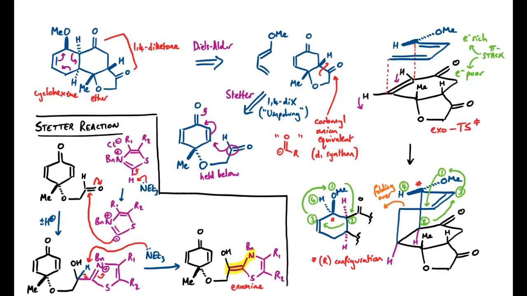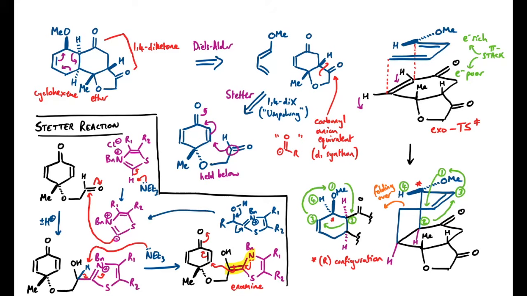Now, enamines love doing Michael addition, and it's dangling right next to an alpha beta unsaturated ketone. So I can draw the nucleophilic attack like this, which will come from the bottom face and form my final carbon-carbon bond. After a few proton transfers, we'll be left with the thiazolium ring right next to a hydroxyl group, which then can collapse down to the carbonyl, kick out the thiazolium ring, and regenerate it as a nucleophile.